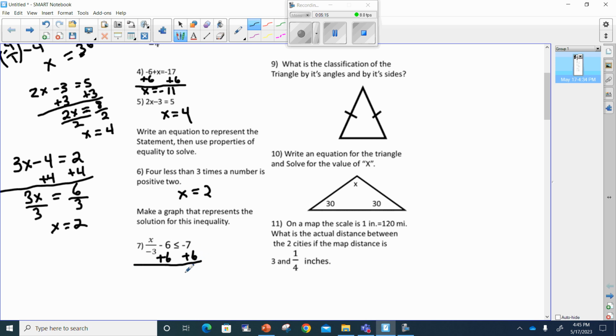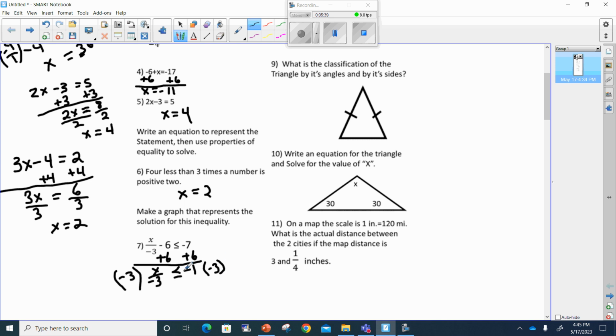Negative 7 plus 6 is negative 1. And now I know that negative 1 is going to be greater than or equal to x over negative 3. I remember that my variable x is being divided by negative 3, so I'll have to do the opposite to get rid of negative 3. The opposite of dividing by negative 3 is to multiply by negative 3. And whatever I do to one side, I do to the other.